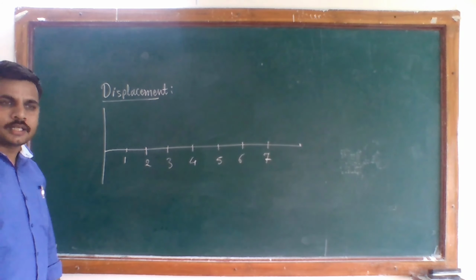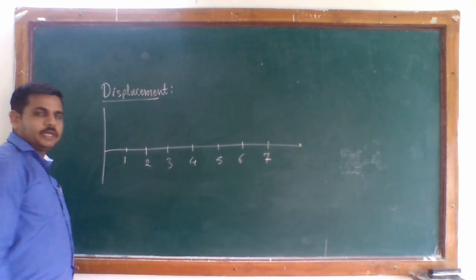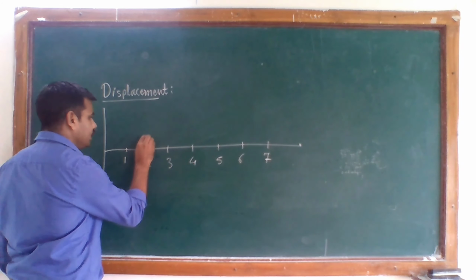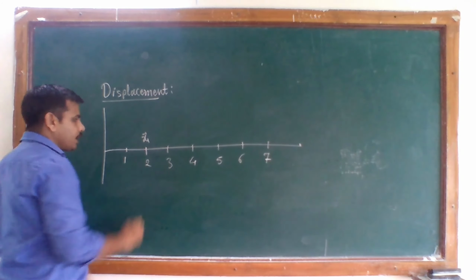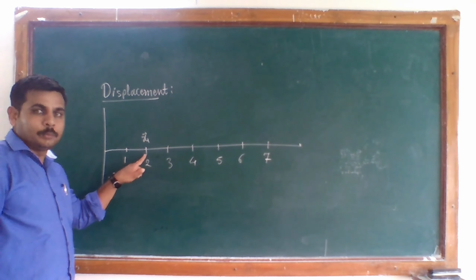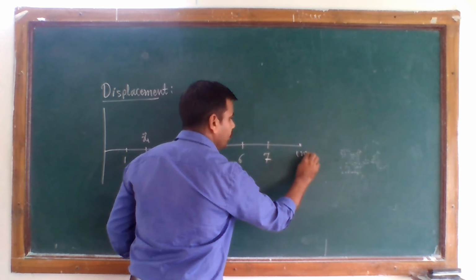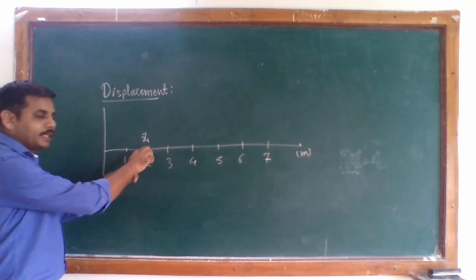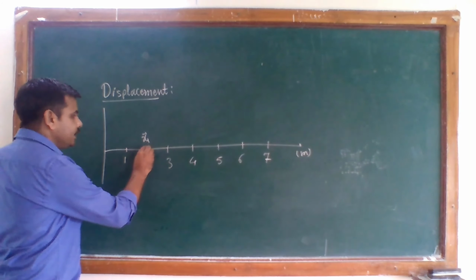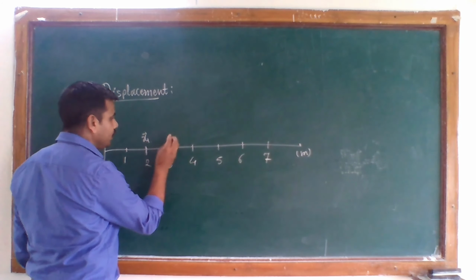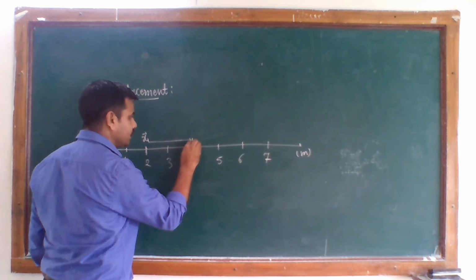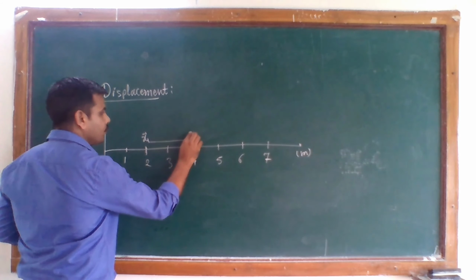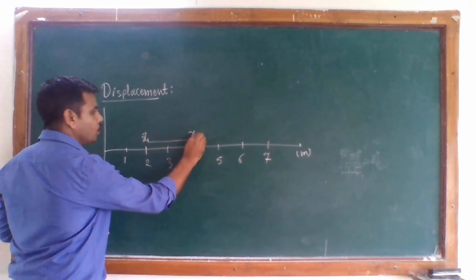Now consider the car which is moving from 2 meters. Here this x1 car is at the distance 2 meters. The scale is in meters. Okay? So initially the car is at the rest point. Now this car is moving from 2 meter to 4 meter distance. Here the car is moving from x1 to x2.